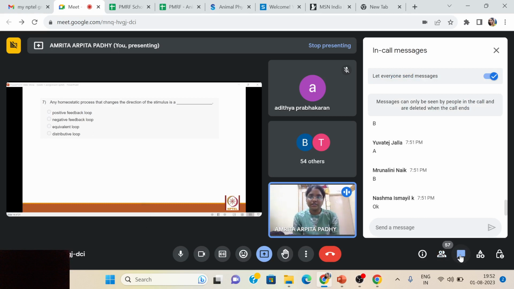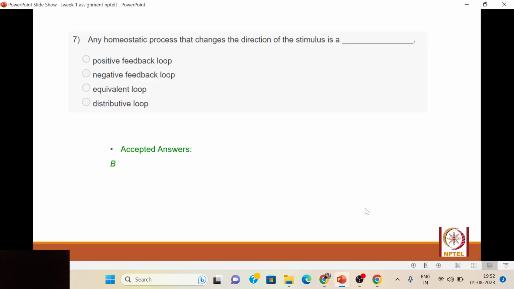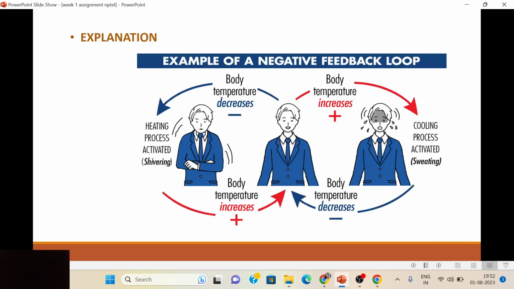Okay, everyone done with the seventh answer? Should we discuss what is the correct answer to it? Okay, let's see. The correct answer is negative feedback loop. Any homeostatic process that changes the direction of the stimulus is a negative feedback loop. For example, you can see the example of a negative feedback loop here.